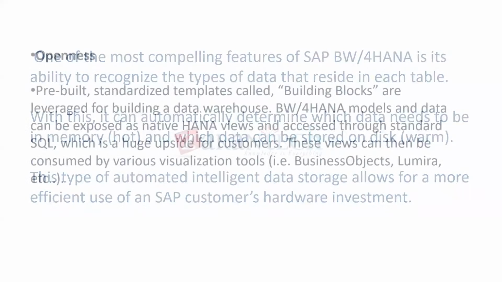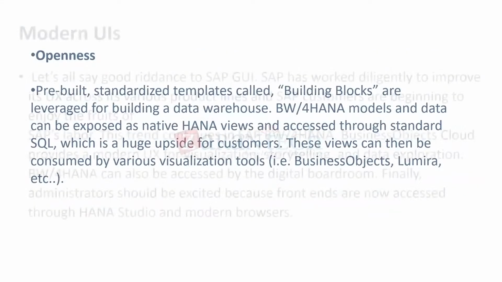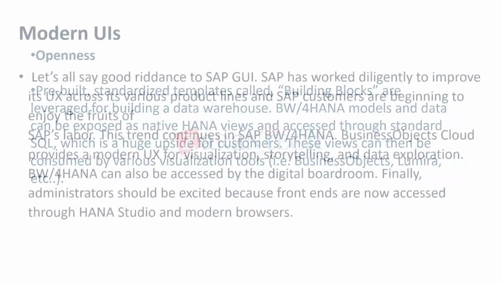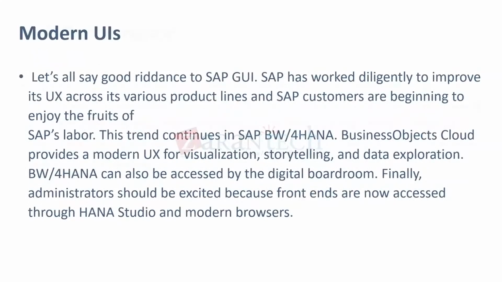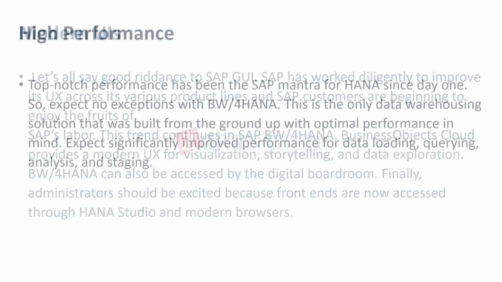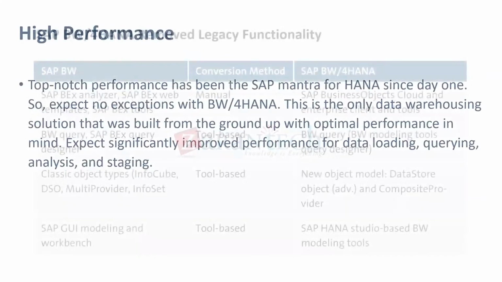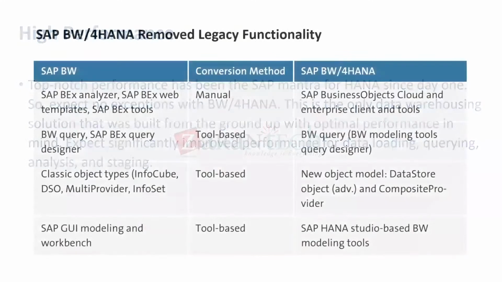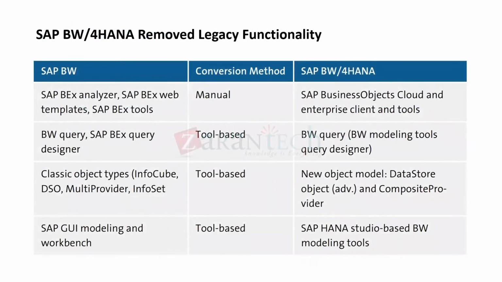Obviously, there are a few things like openness, which is that it's easy to connect. The user interface in BW for HANA is better. It has high performance. There are some legacy features which are not possible in BW for HANA. You don't have the option to connect your BW for HANA to BEX Analyzer anymore. But you have a newer tool called BW Query, which you can use in BW for HANA.